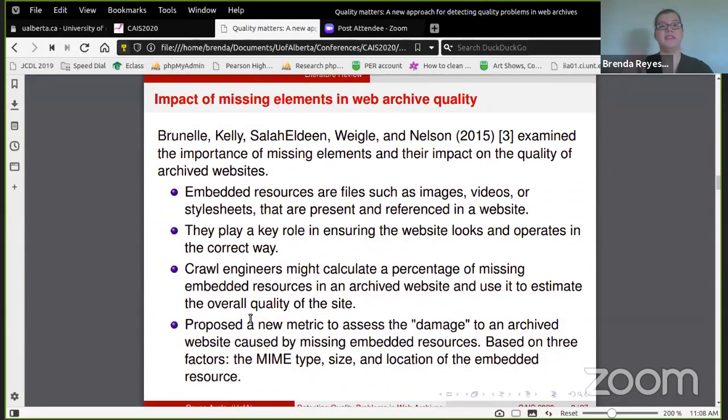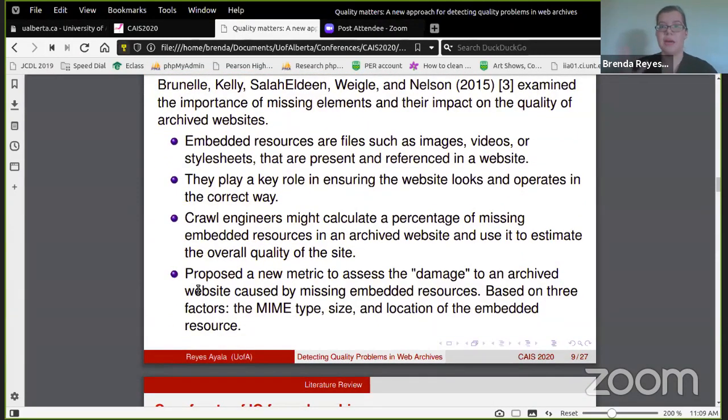So what is the impact of missing elements on web archive quality? Some things that impact a low quality website are the presence or absence of some files. Brunelle, Kelly, Salaheldeen, Weigle, and Nelson examined the importance of these missing elements and their impact on quality. They specifically focus on something called embedded resources, which are images, videos, or style sheets that are present in a website. And they play a key role in ensuring that an archive website looks and operates like the original. For example, they propose a metric to assess the damage to an archive website caused by these missing resources.